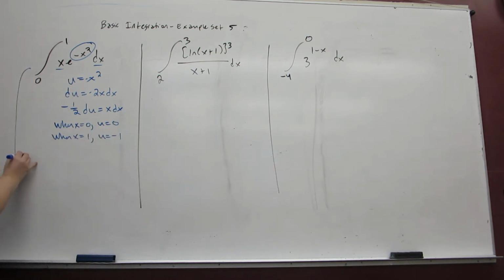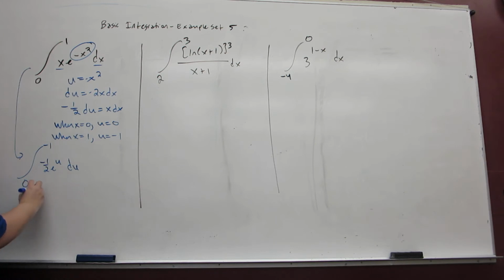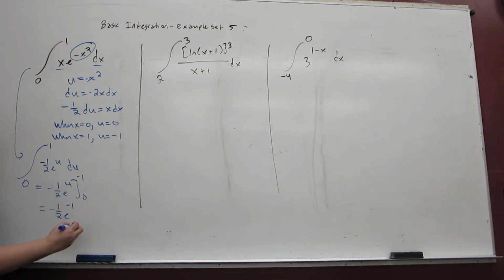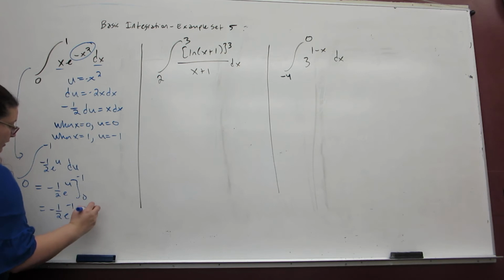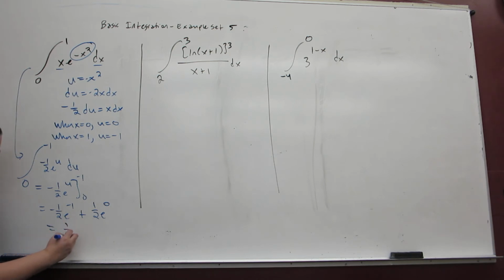So my integral then becomes from 0 to negative 1 of minus a half e to the u du. Integrating this gives us minus half e to the u, evaluated from 0 to negative 1. So minus a half e to the negative 1, minus a half, which is plus a half e to the 0. In other words, I get a half minus 1 over 2e for my final result.